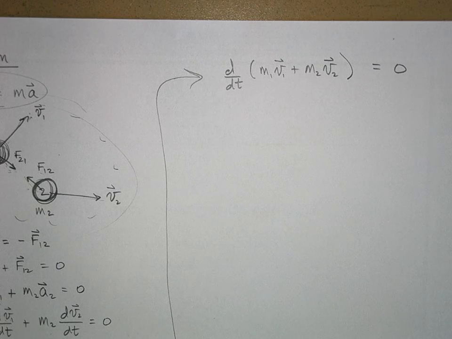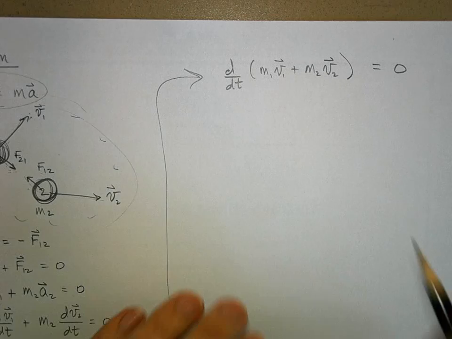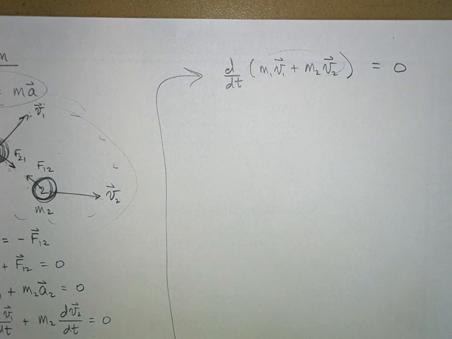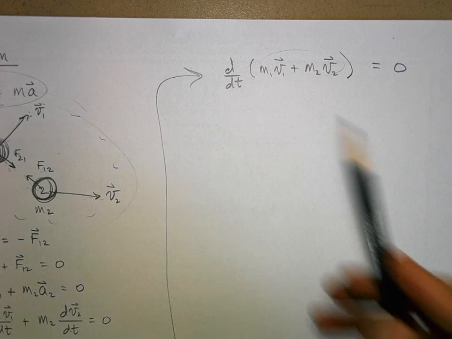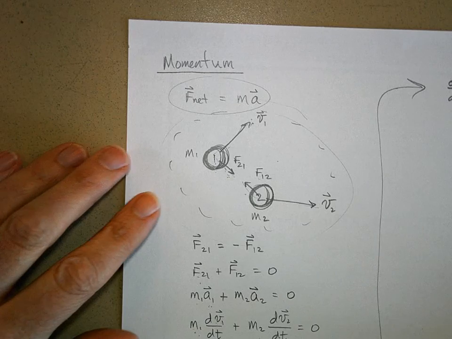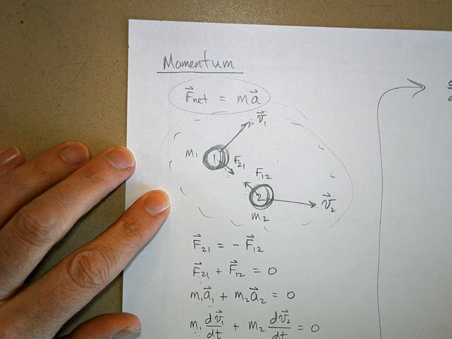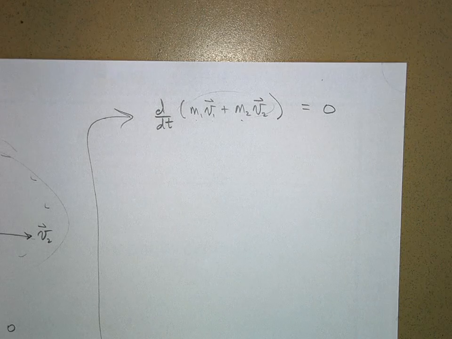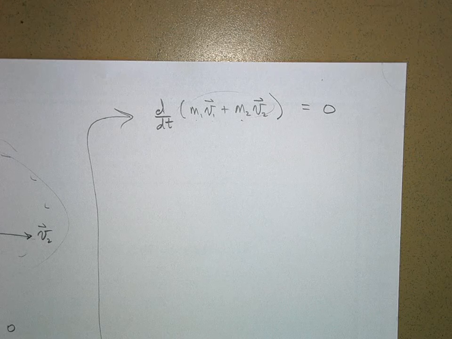When I take the time derivative of something, and it's equal to 0, that means the thing I'm taking the time derivative of is constant with time. It's being conserved. So this quantity of mass times velocity is being conserved in my isolated system. This is a big deal. Whenever you see some quantity being conserved, even as other things are changing, that's a real advantage. That's a real insight into how the universe works.